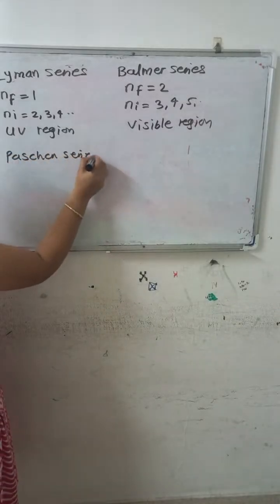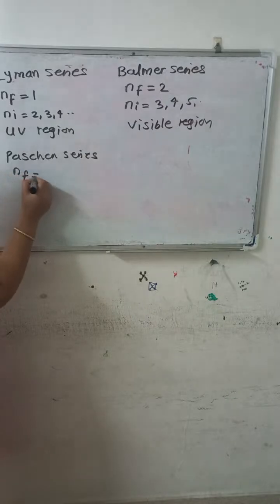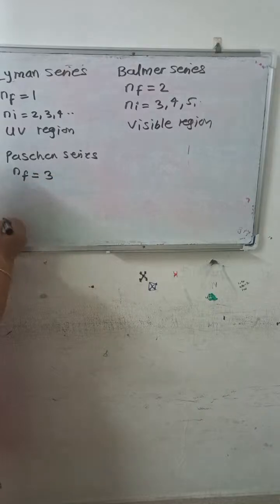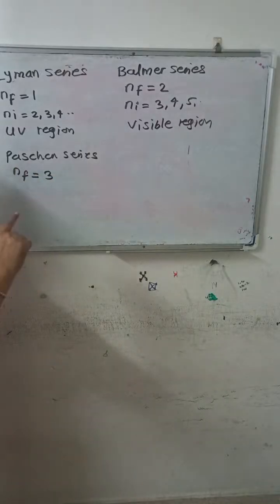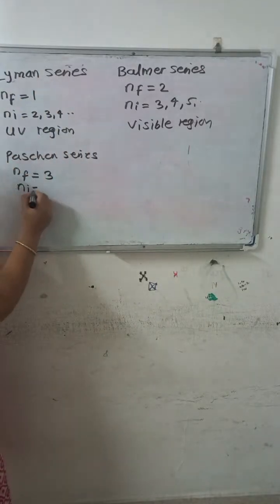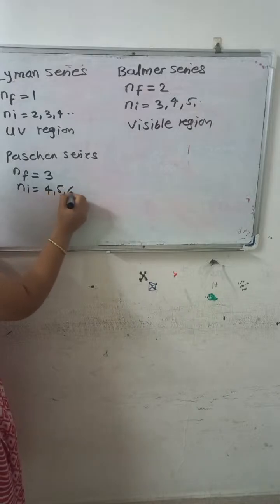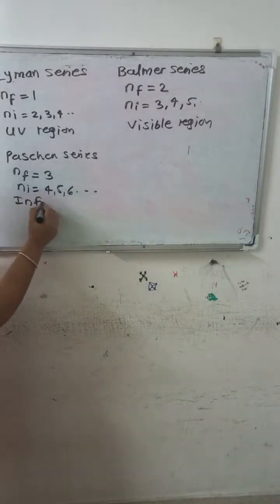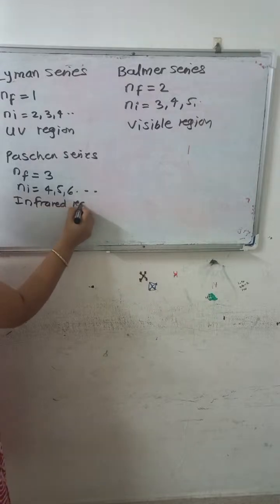Then we have third, that is the Paschen series. In the Paschen series, the electron always jumps from infinite to the third orbit. But it will not come from 1 to 2 or 2 to 3. No, it always comes from infinite to 3, and here n initial may be 4, 5, 6 and so on. And it is always lying in the infrared region. Very important.